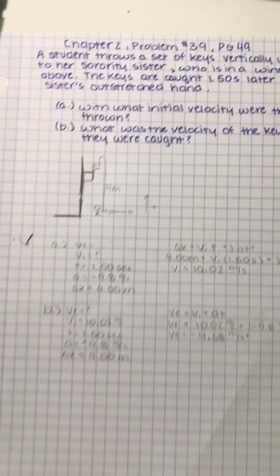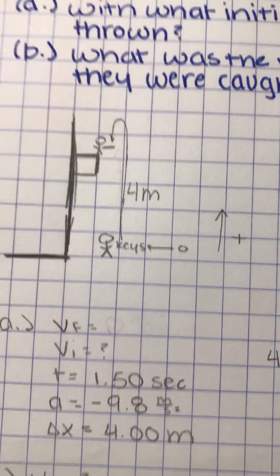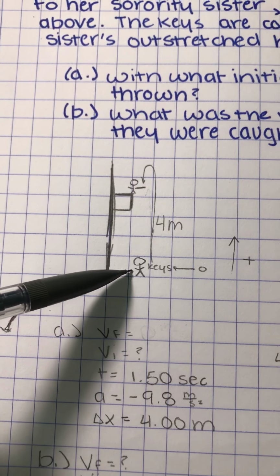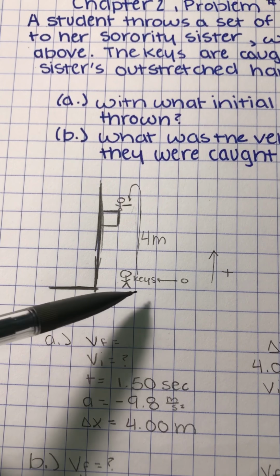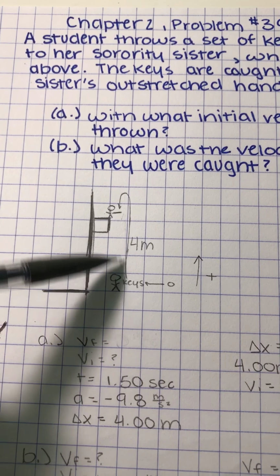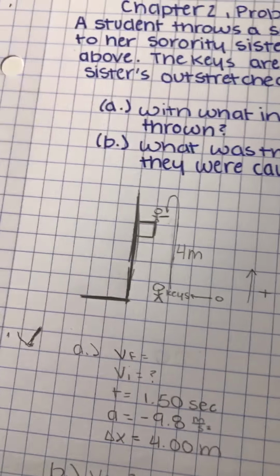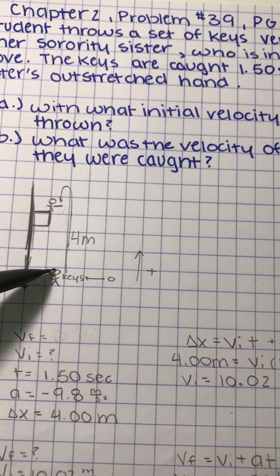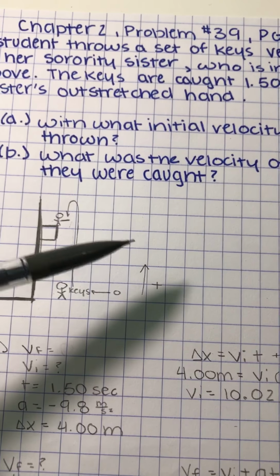So first I drew my diagram, just right here. So as you can see, this is the girl throwing the keys, and there's the keys, and there's the sorority sister waiting 4 meters above. So I made this part 0 where the keys are, and I made this direction positive.